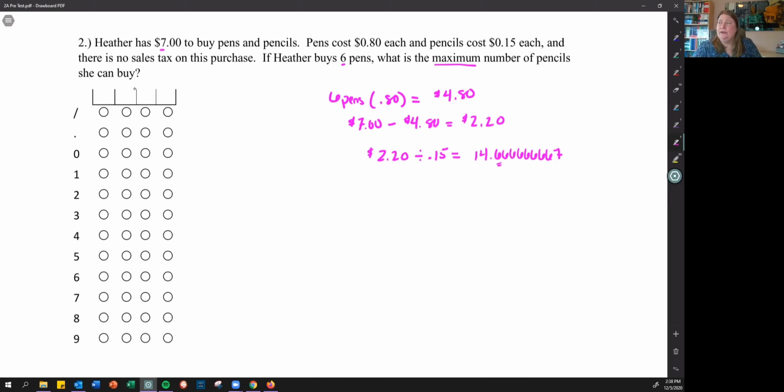We have to ignore that rule about bumping it up when this number is 5 or higher, and realize that we have to have the full amount of money to get 15 pencils if we're going to buy that 15th one. And so because we're short by a little bit, we're stuck with only 14. I'm going to round down, and my answer is 14.